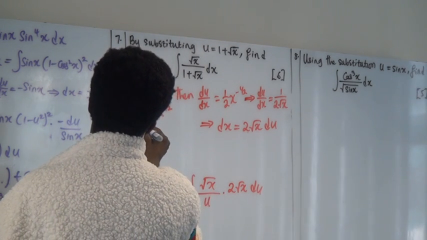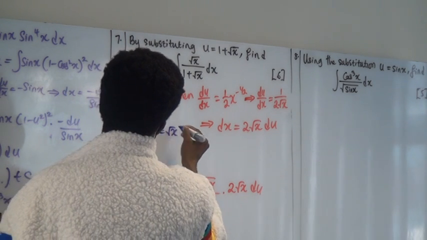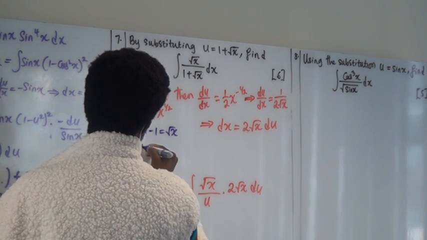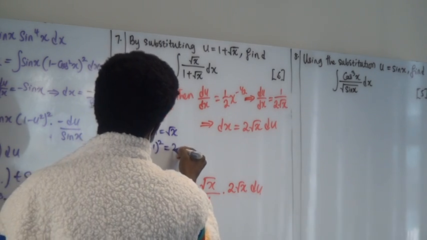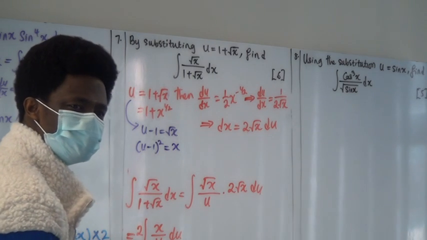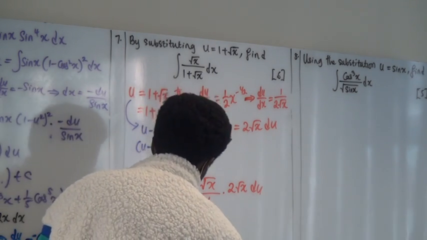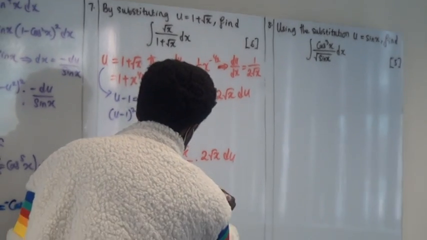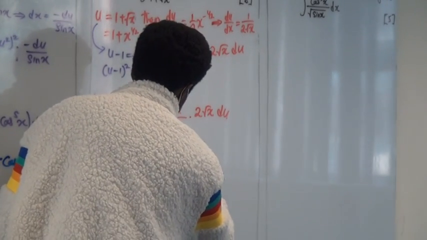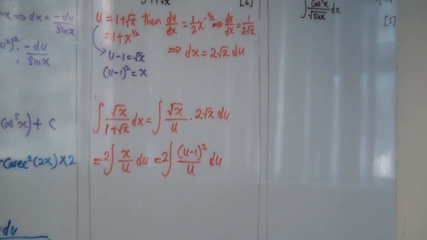From here, u minus 1 is equal to root x, yes? Which means u minus 1 squared is equal to x. Everything has to be u. So you put it here. Integral of u minus 1 squared over u du. It's 2. Now you're good.